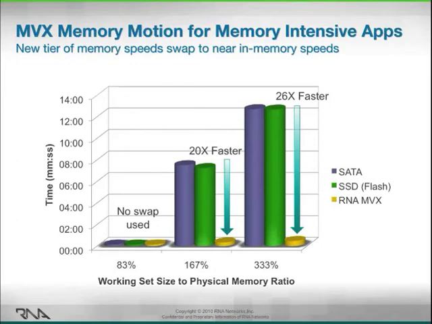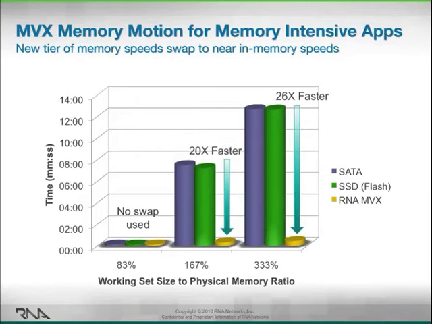This example is one where we basically used memory motion to make a server look larger. What we did was we started with a server that had enough memory for the entire working set. You can see here that the working set was 83% of physical memory. Then basically we cut the memory in half and went to a scenario where the working set was actually over 160% of the actual physical memory.